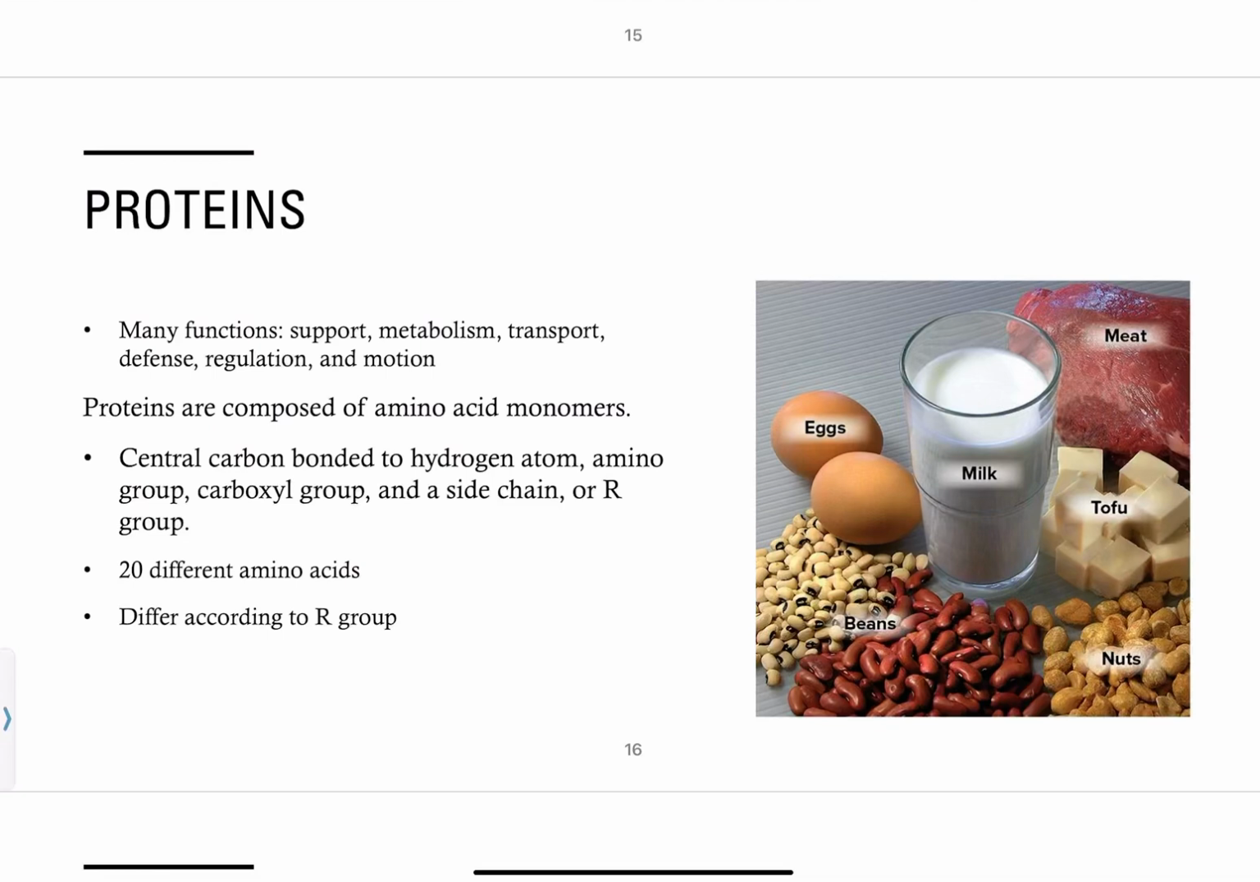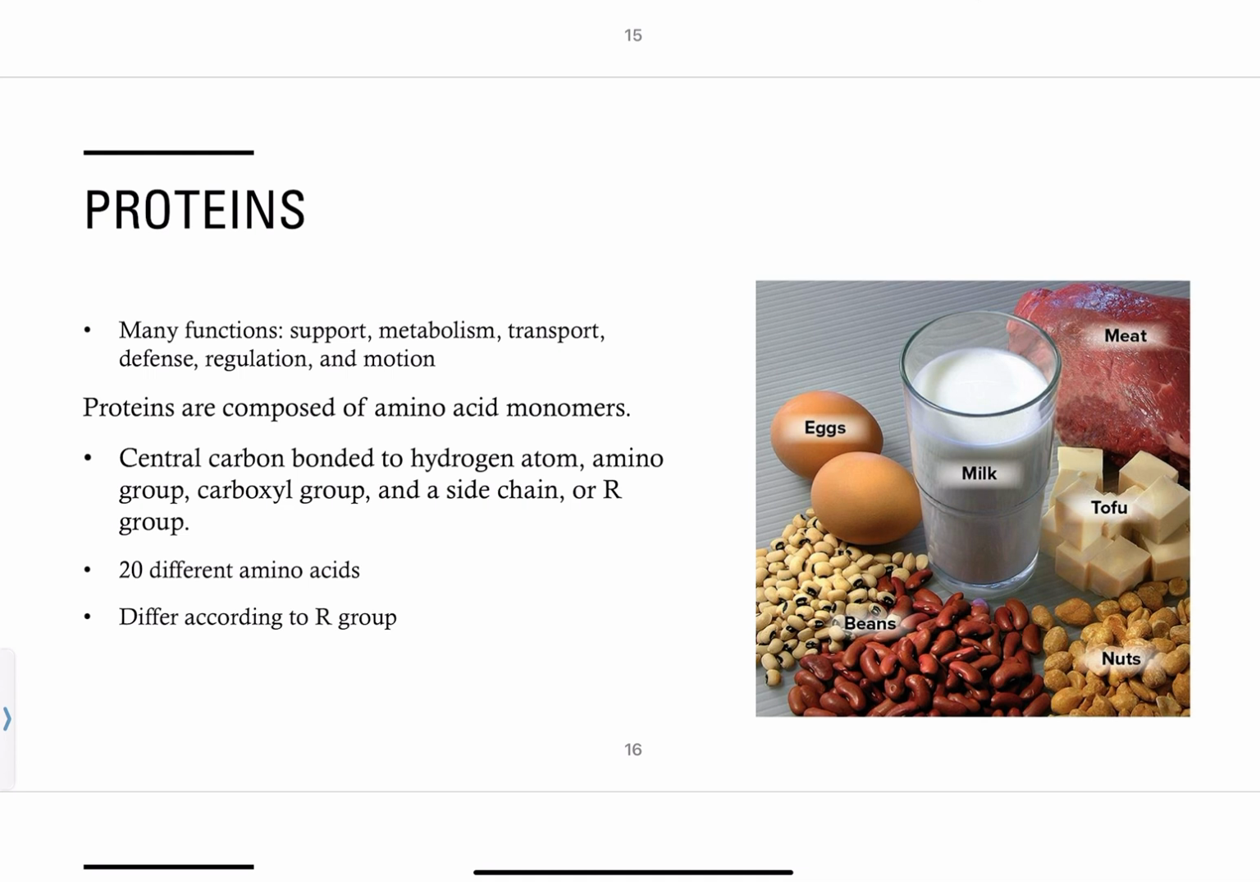Okay, so now moving on to our third macromolecule of life, and that's going to be proteins. While carbohydrates and lipids really help provide energy and structural components, proteins do nearly everything else. Think about things like enzymes, antibodies, hormones, muscle fibers, you name it, proteins are going to do it. So what are proteins? They're polymers that are made up of amino acids. Amino acids are going to be their monomers, what we're going to link together to make this macromolecule.